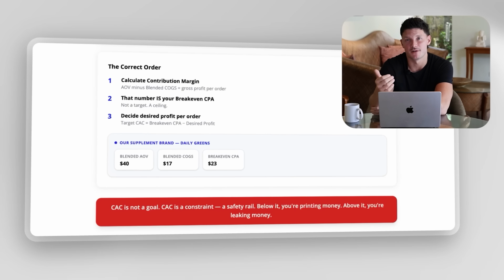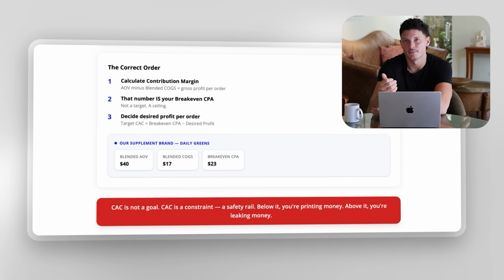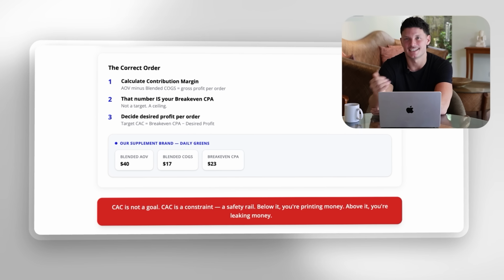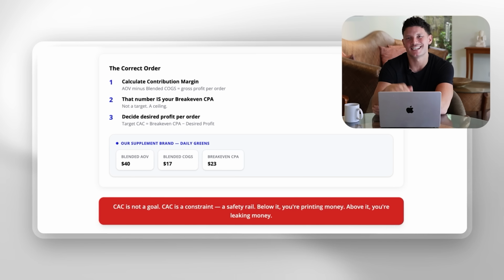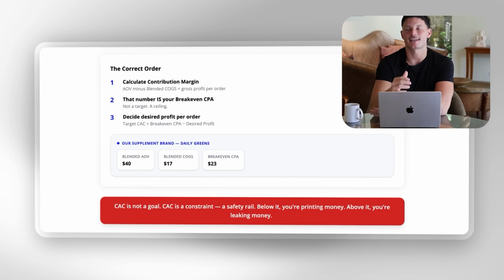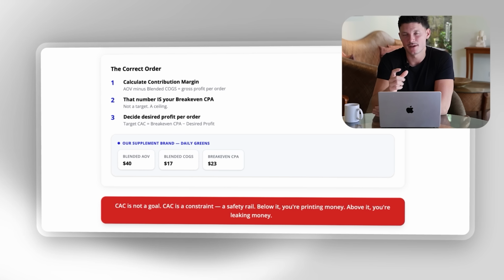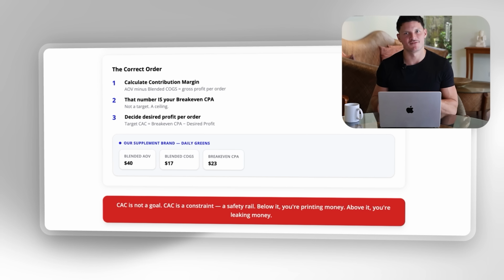Firstly, you work out your contribution margin, your average order value minus cost of goods sold. Then that would tell you, in pounds or whatever currency you're using, how much gross profit you have available per order. That number becomes your break-even cost per acquisition. Not a target, a ceiling. It becomes literally the maximum you can spend to acquire a customer and not lose money. Only after that ceiling is derived, then you work out how much profit you want to make per order. Then your target CAC equals break-even CPA minus desired profit. Now CAC actually means something and is grounded in reality.